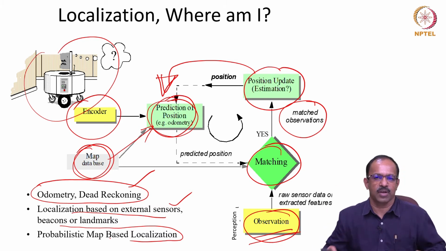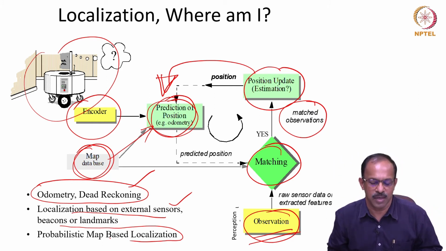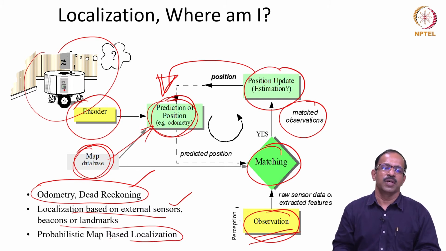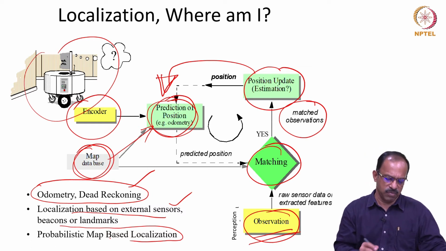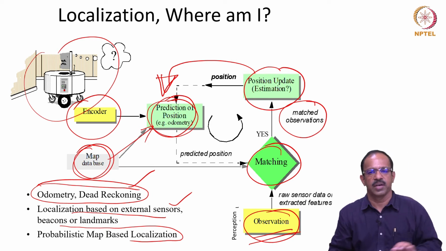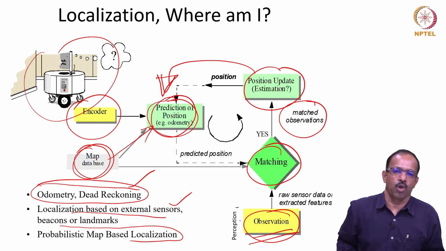So, this localization principle will be used in almost all the robots which depend on the map information as well as the sensor information for localization. We will see these steps one by one. First, we look at the odometry based localization. How can we localize a robot based on the odometric information?